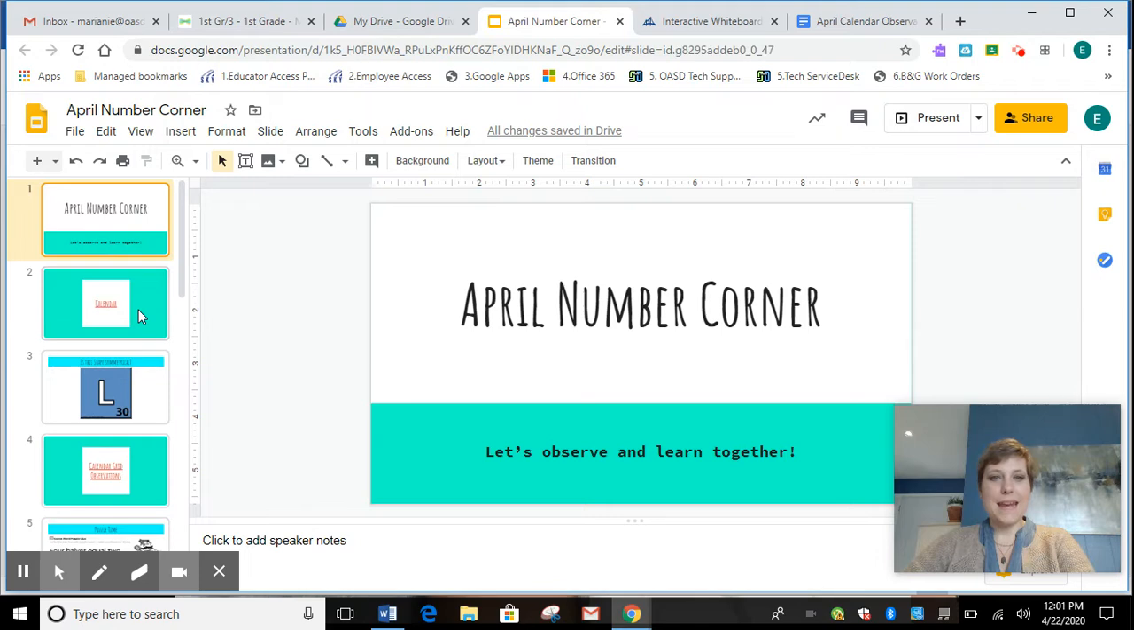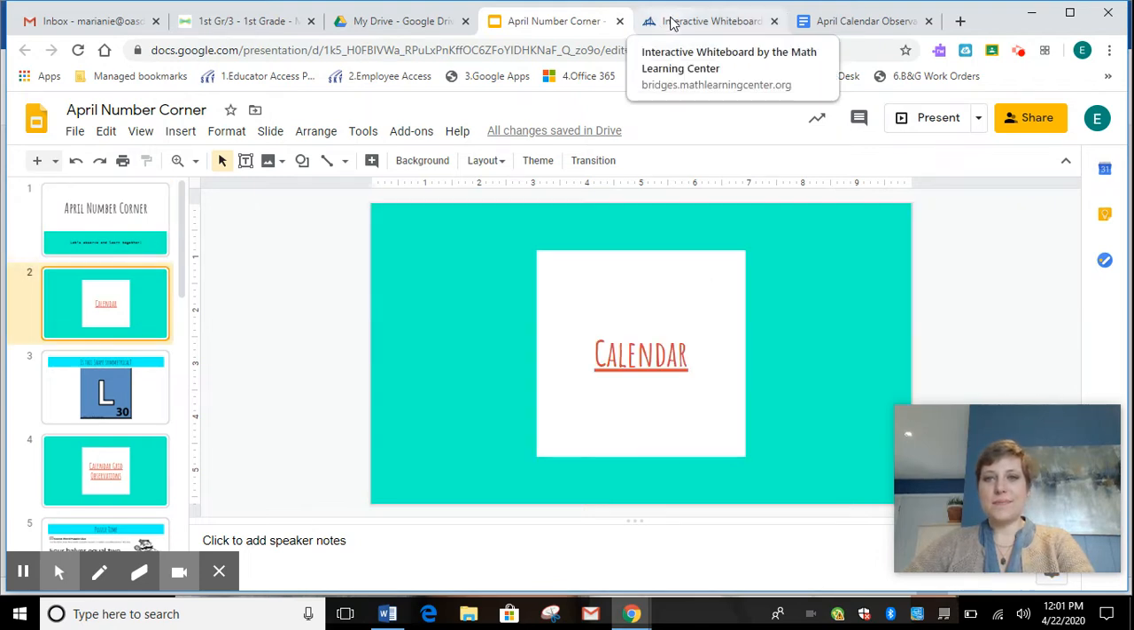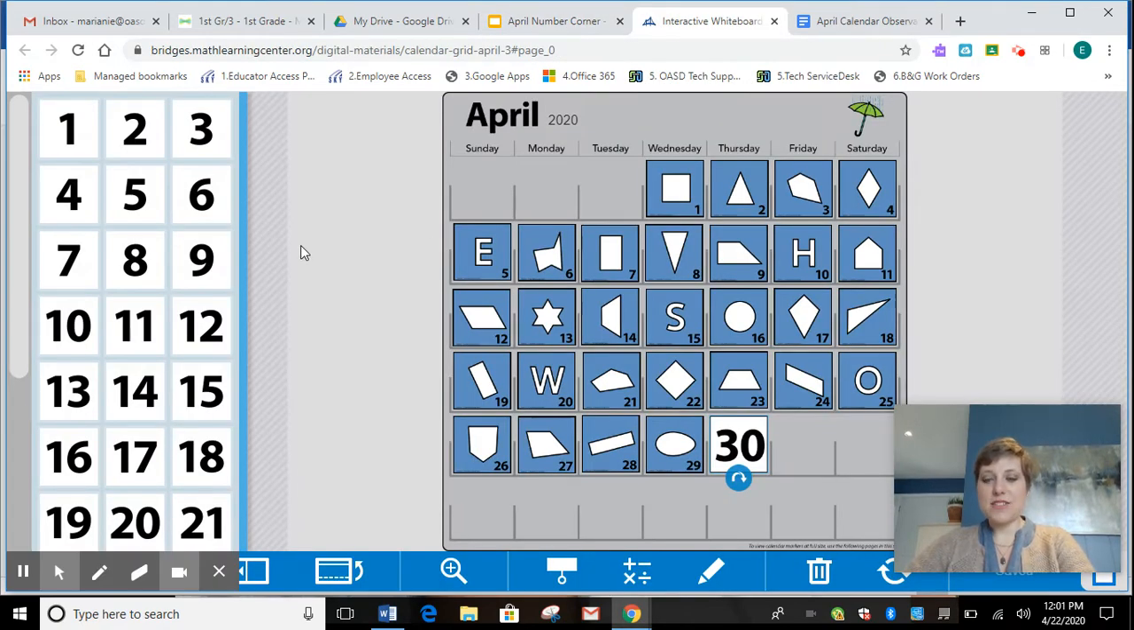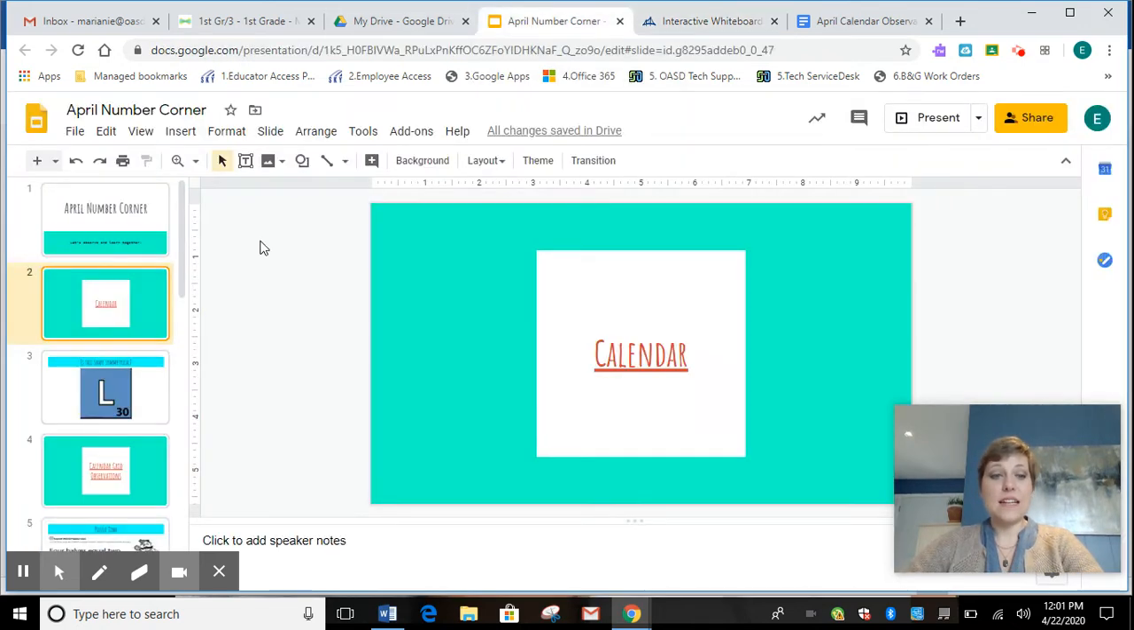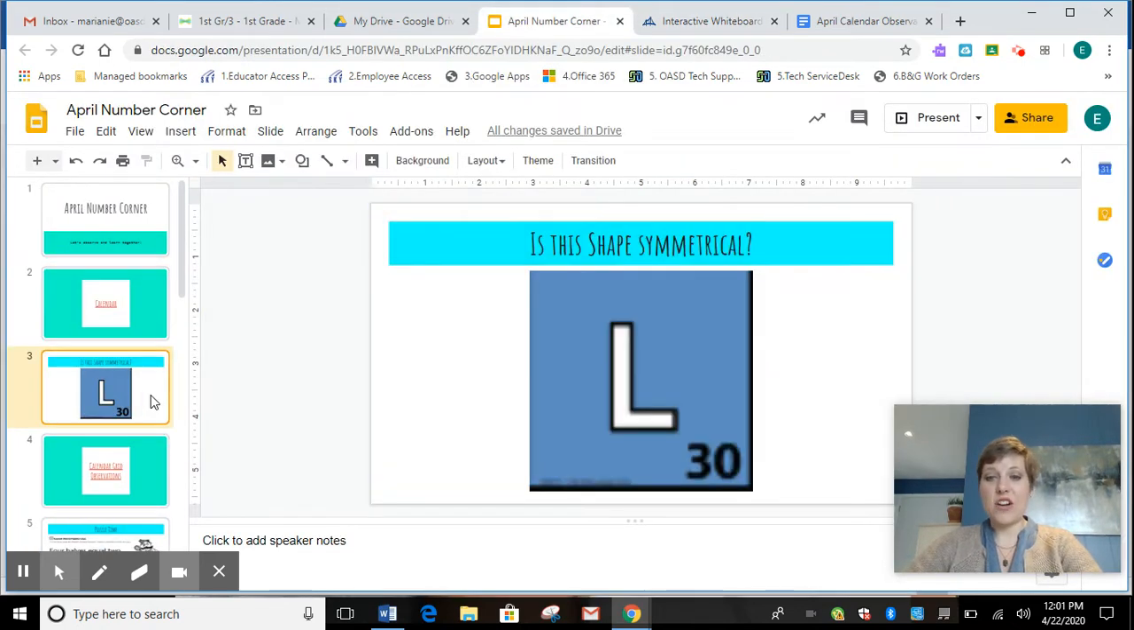Let's jump right into our calendar. And today is a special day because it is the last day of April. Today is April 30th, 2020. Let's turn over today's marker, and I see the letter L. Right now, we're going to take a closer look at that letter and decide, is this shape symmetrical?